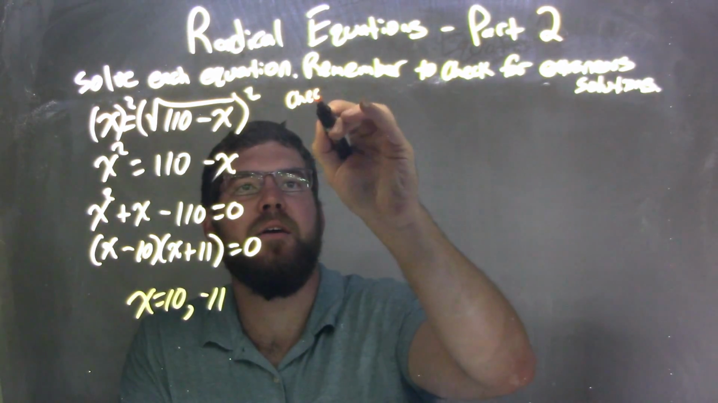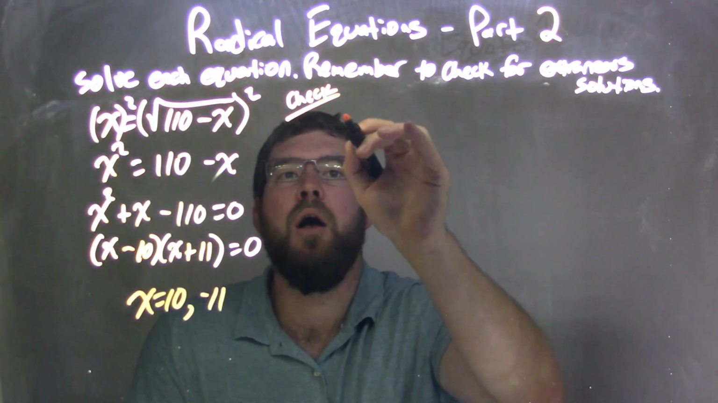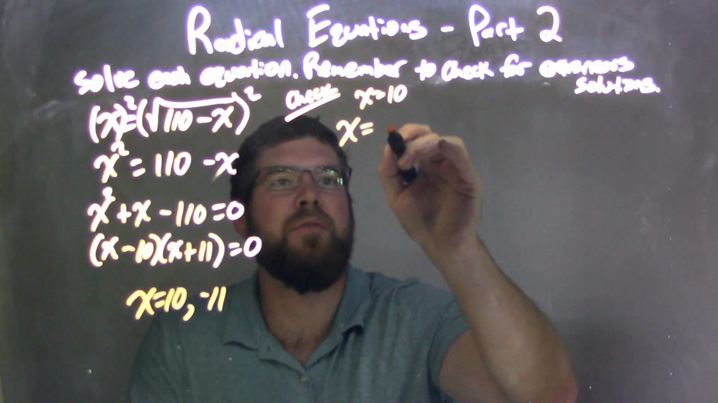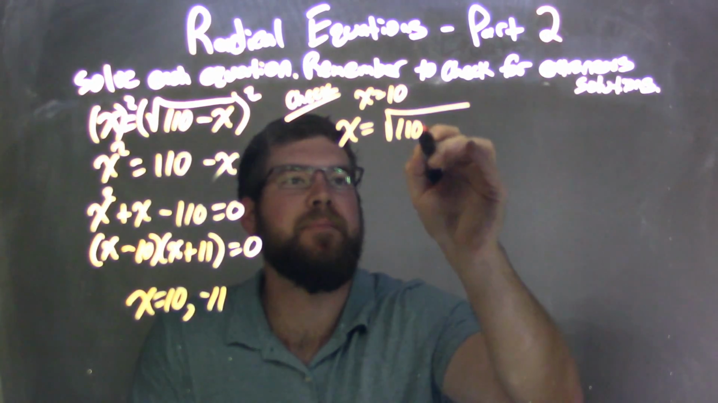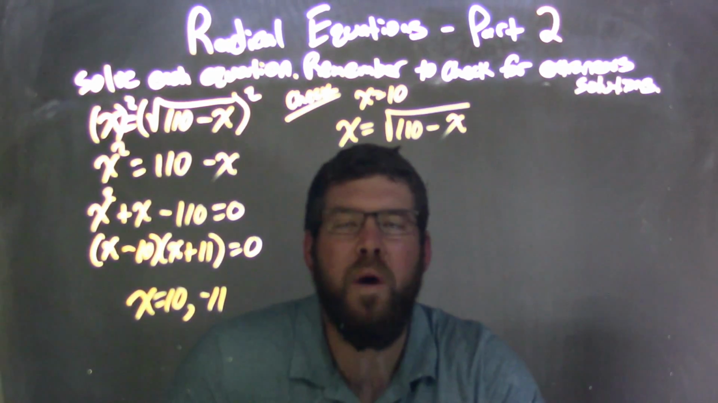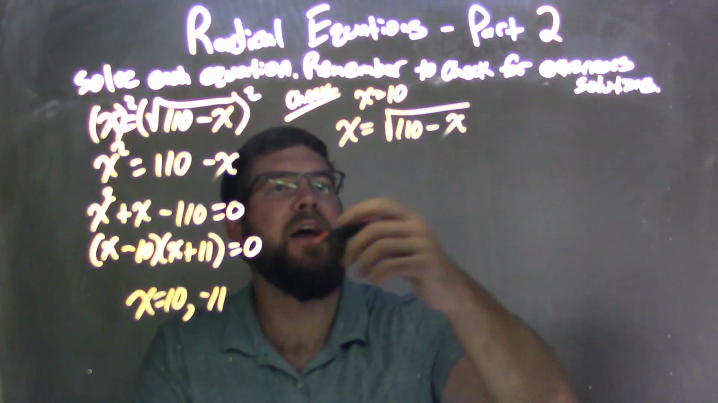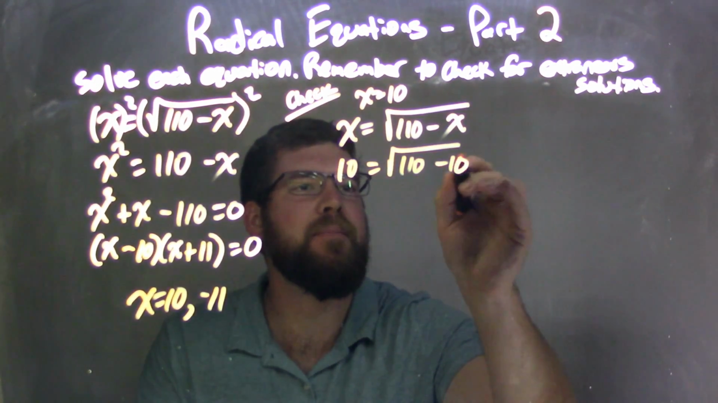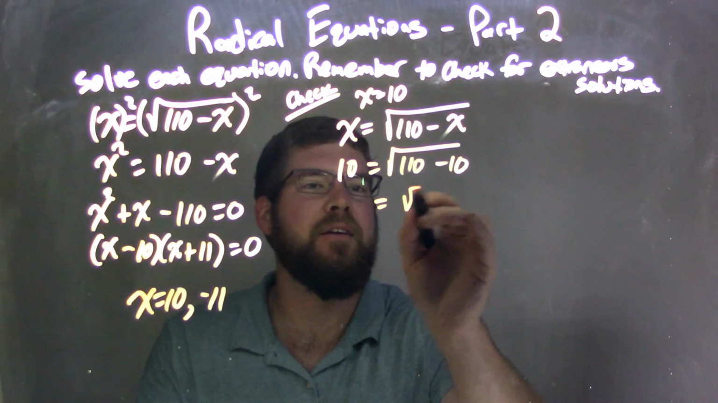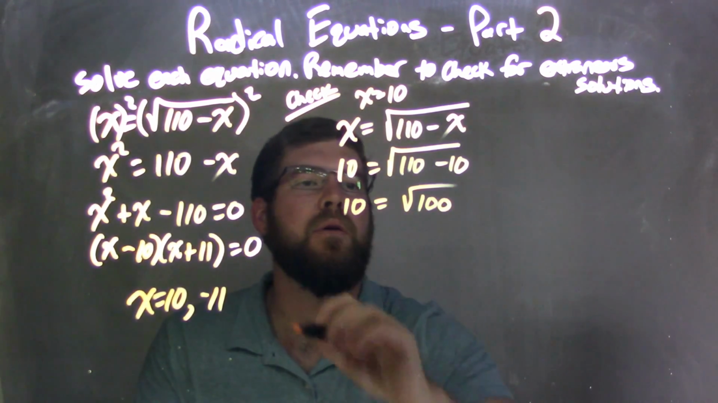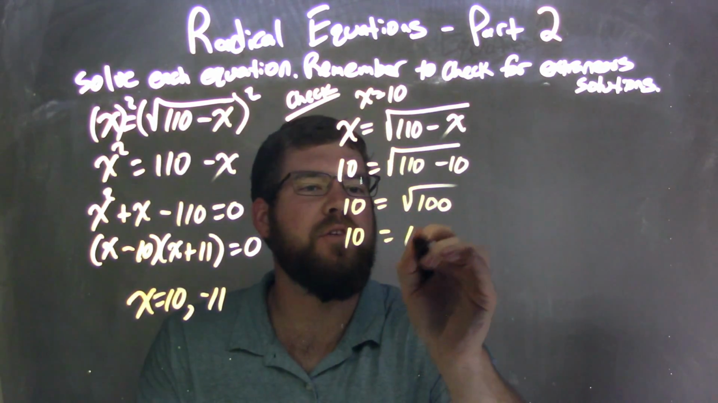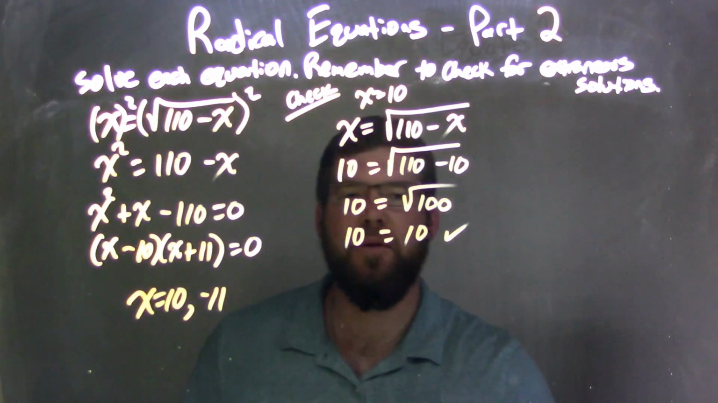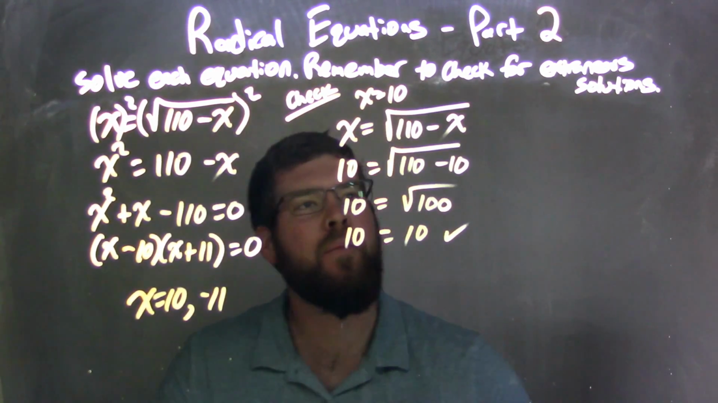So now I need to check these for extraneous solutions. Let's do our check here. First one, x equals 10. I rewrite the equation: x equals the square root of 110 minus x. Then I plug x in, substitute it in for both of the x's. So we have 110 minus 10, which is 100. The square root of 100 is just 10. Left and right hand side are equal. Fantastic, looking good. x equals 10 is a real solution, but I've got one more to check.